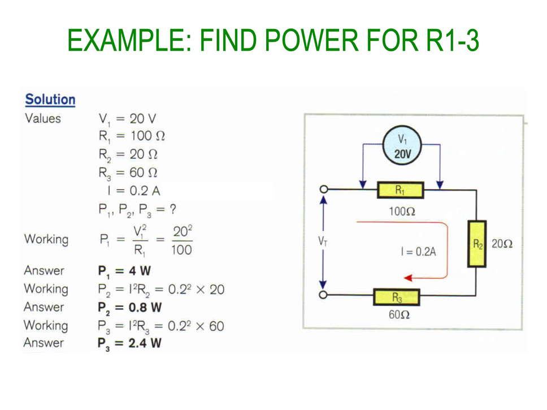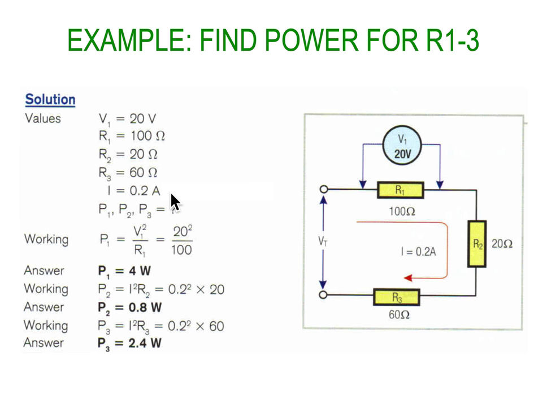So here's the same circuit again, but this time we're going to determine the power across each of the resistors, across the 100 ohm, the 20 and the 60 ohm. And again, we've just simply summarised the values up here, and we're going to work out the power for each one. So what is power 1, power 2 and power 3?